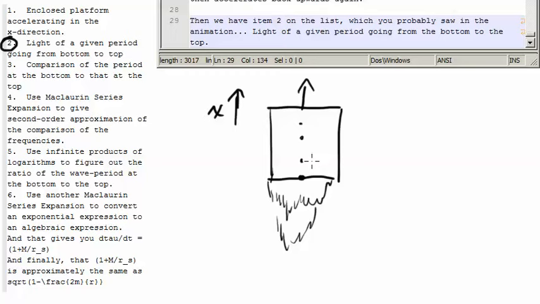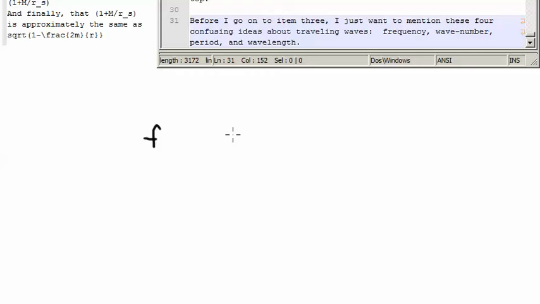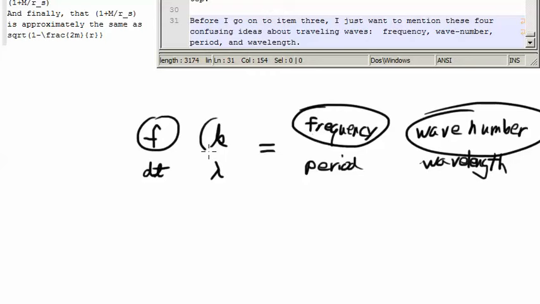Before I go on to item 3, I just want to mention these four confusing ideas about traveling waves. Frequency, wave number, period, let's call the period dt for now because we're going to be using that later to think about the period between the waves, and wavelength. And I will write that out. So frequency is f, wave number is k, period is dt here, wavelength is lambda.